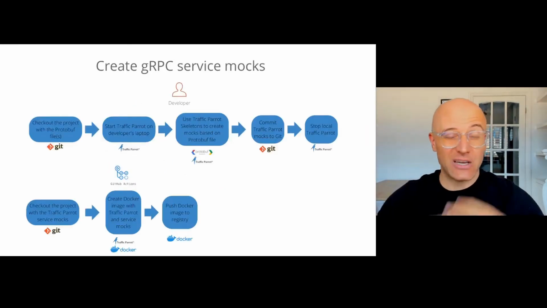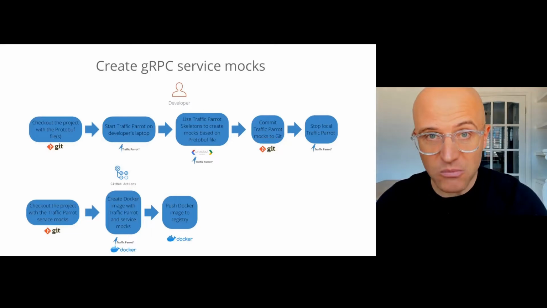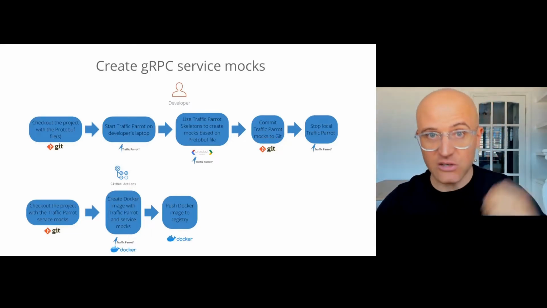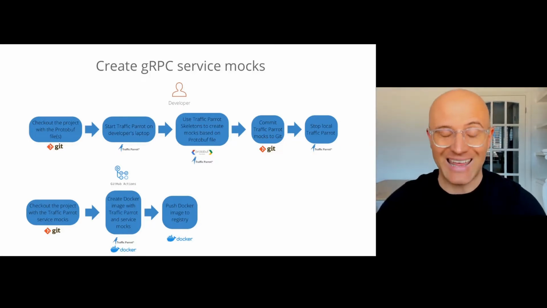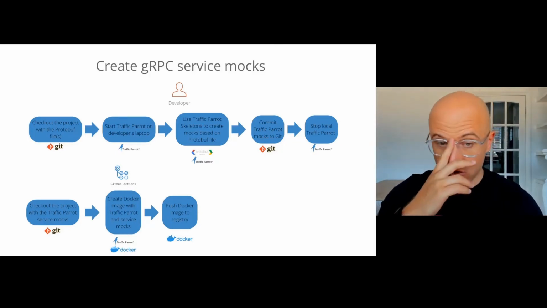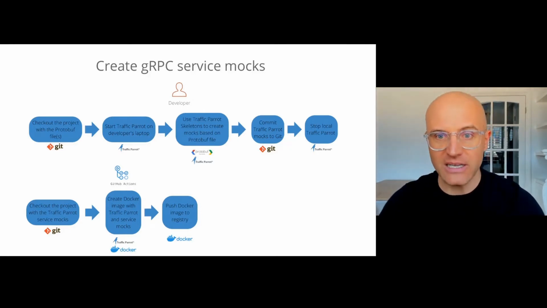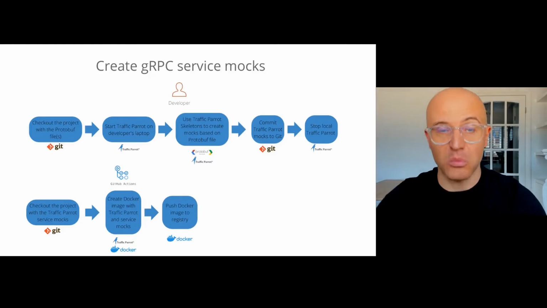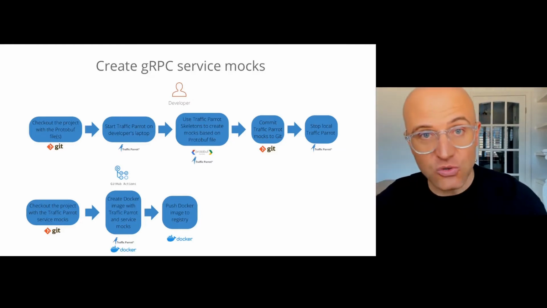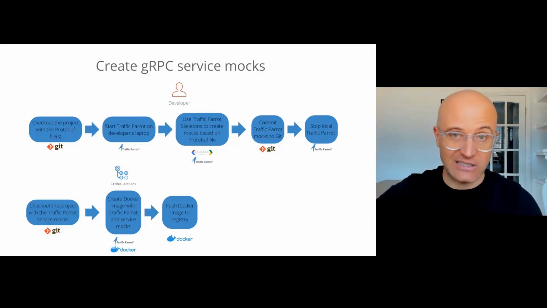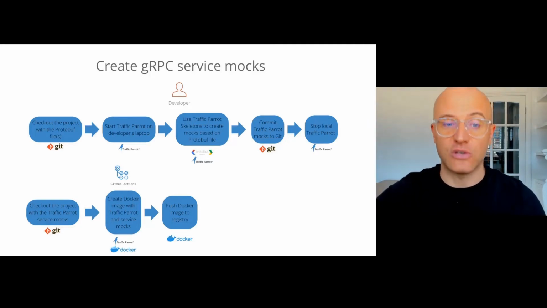What would the creation of the gRPC service mocks look like? Well, you start with checking out the projects with those protobuf files we've just created. Start an API gRPC mocking tool like Traffic Parrot on the developer's laptop locally. Use Traffic Parrot skeletons to create mocks based on those protobuf files. Commit those mocks to Git and stop Traffic Parrot. And you've got the mocks created and they're checked in and pushed into your Git repository.